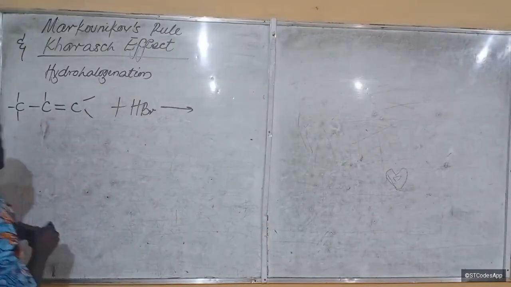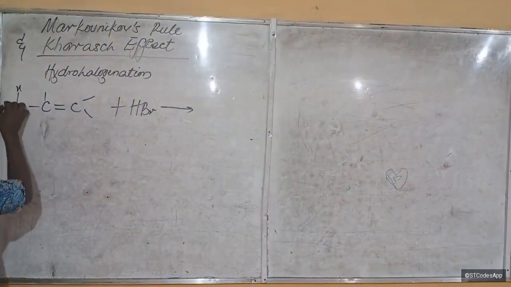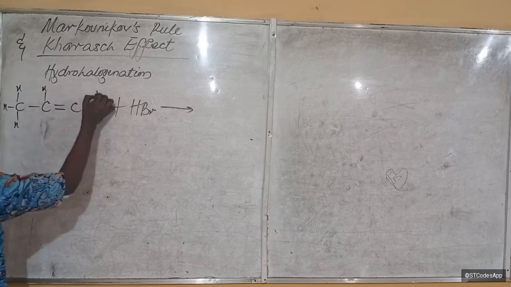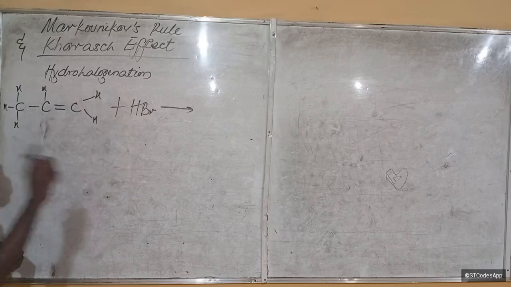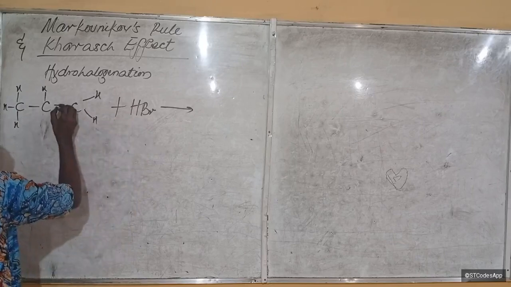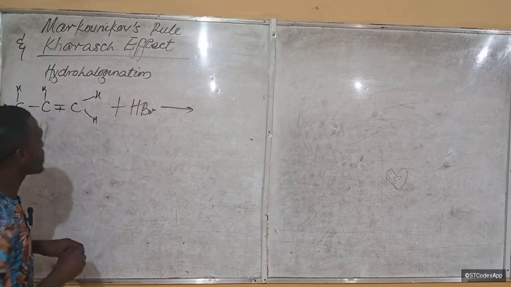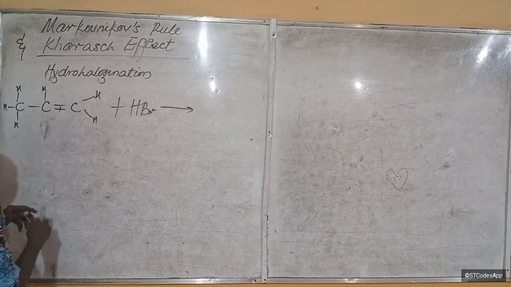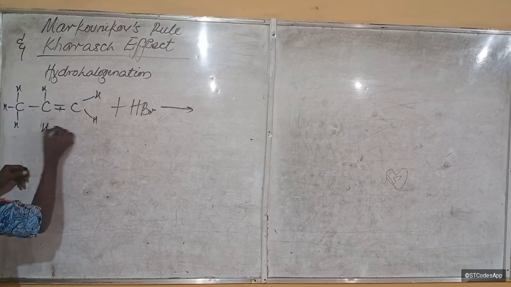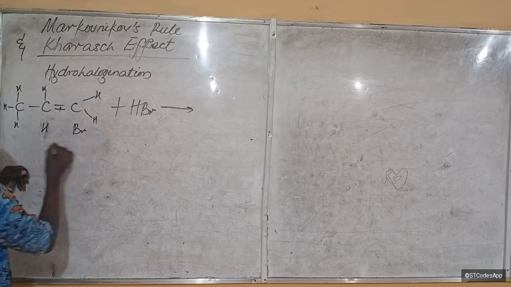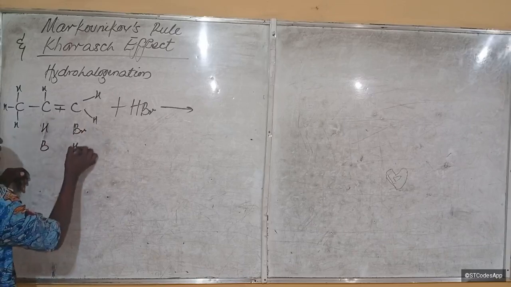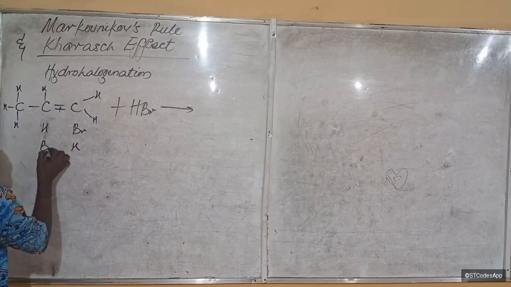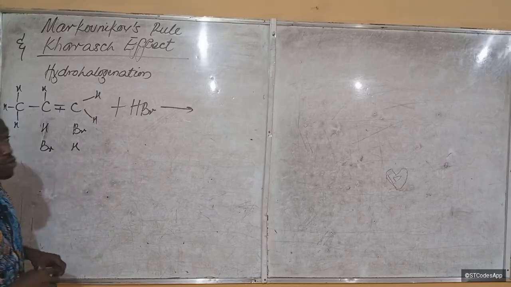So what do we want to do here? These are the hydrogens around the carbons. We want to add HBr, so we want to break the pi bond, right? On breaking the pi bond, either we add hydrogen here and bromine here, or we add bromine here and hydrogen here. That's what we want to do.